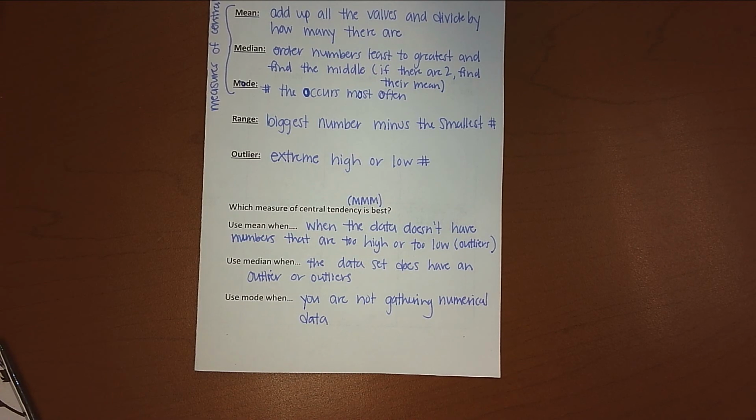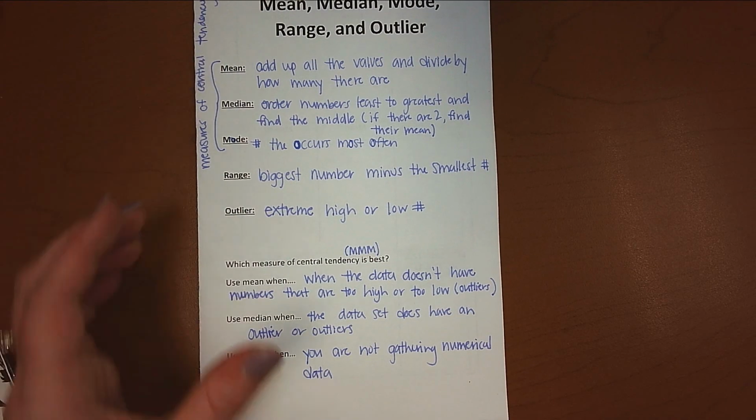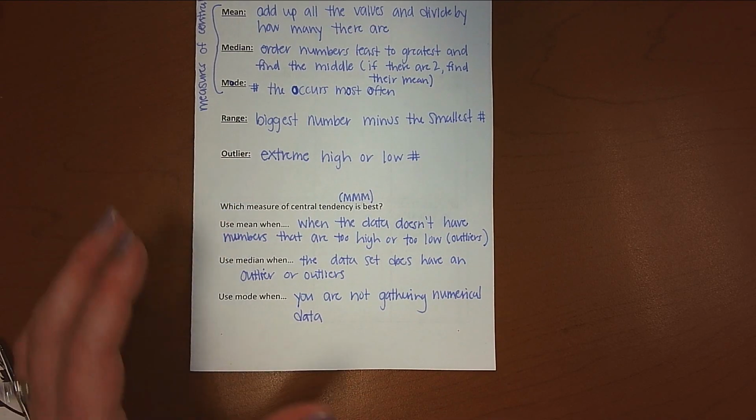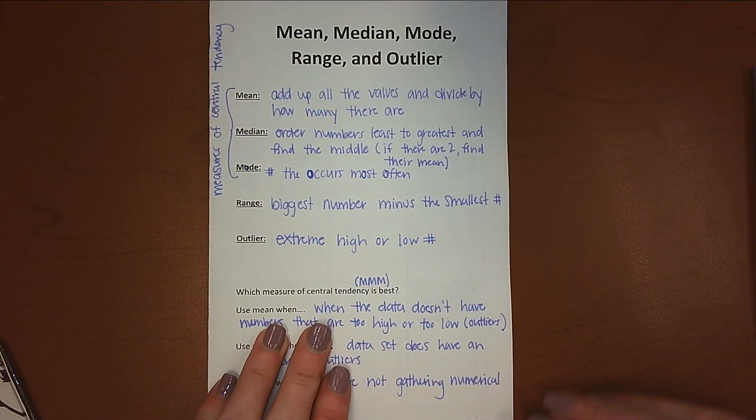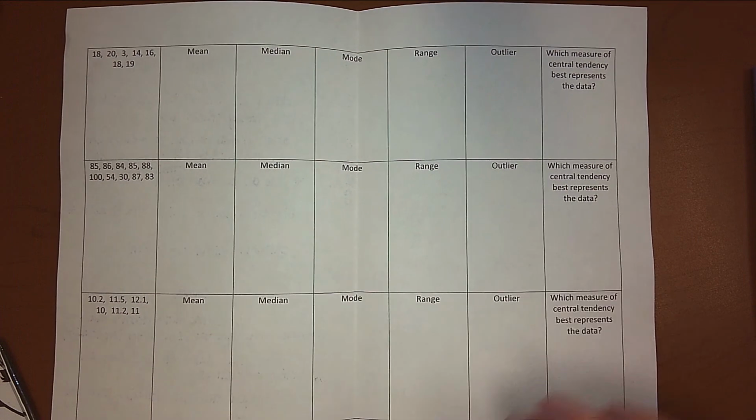And so we've got our definitions up here at the top for mean, median, mode, range, and outlier. And we also have when to use each of them. When you open up your foldable on the next couple of videos, we're going to do some examples together and talk through some common mistakes.